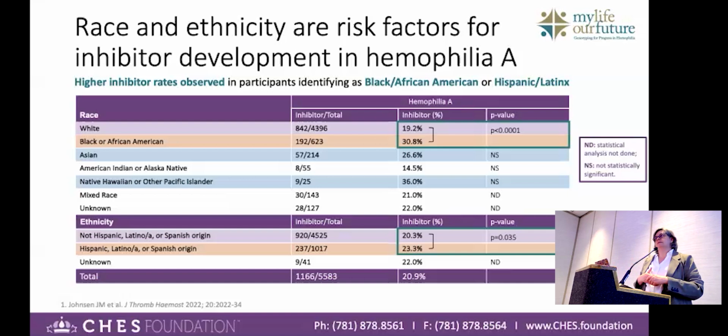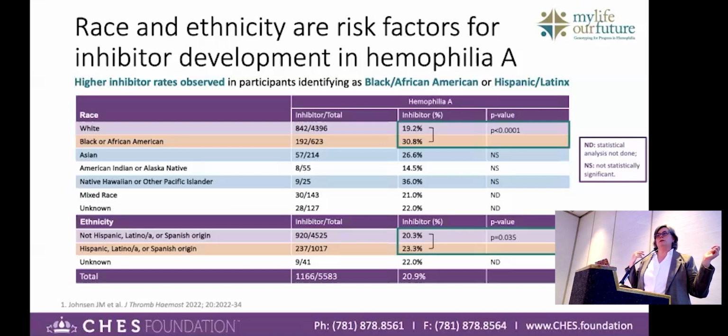Another thing we were able to look at in My Life, Our Future: there had been conflicting literature about whether someone who identifies as Black or Asian or Hispanic is in a higher risk category, but it wasn't always true in all the studies. And in My Life, Our Future, we can say, yes, this is a significant risk. If you identify as Black or African American in the study, it's 30% instead of 20%, which is a big difference and statistically significant compared to white.